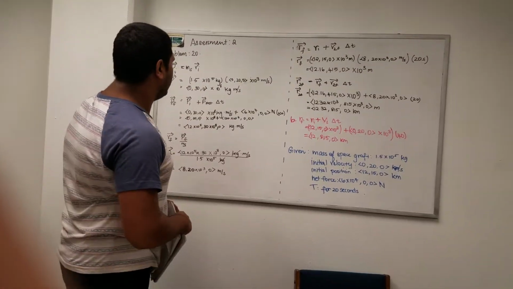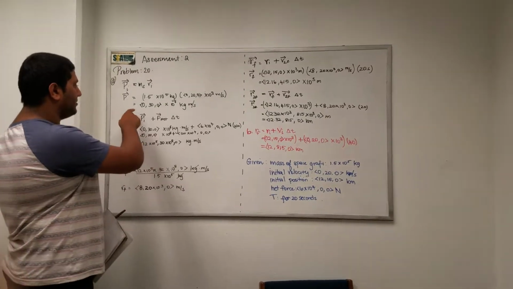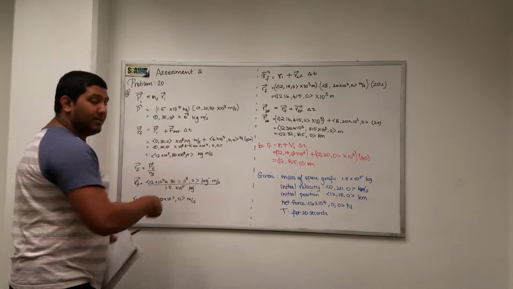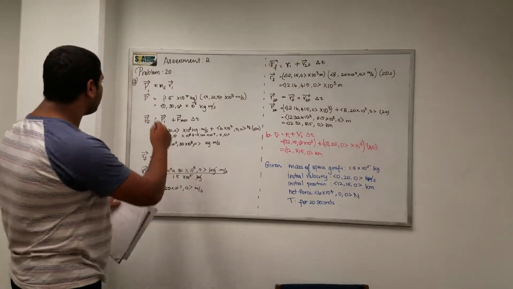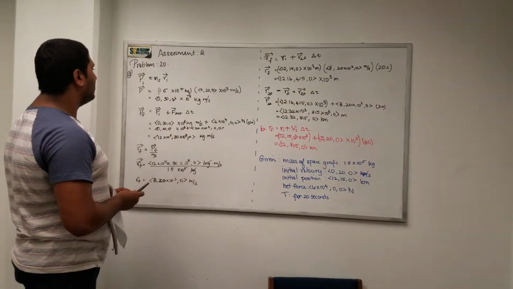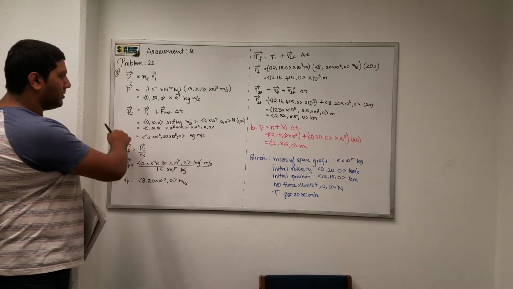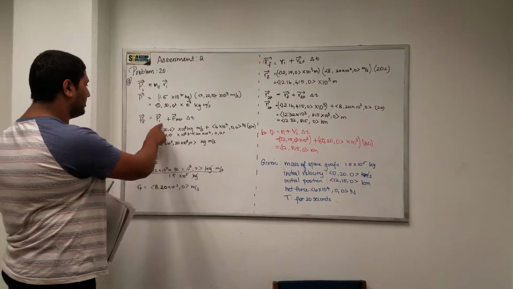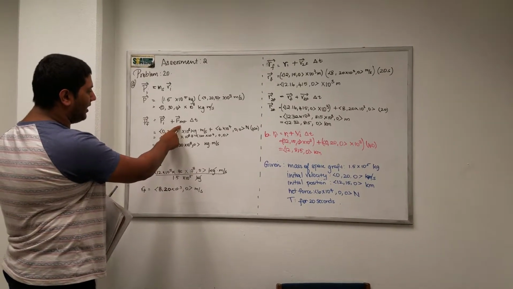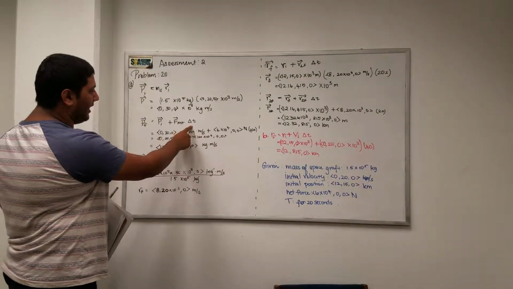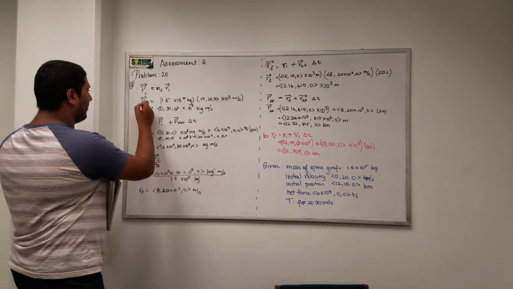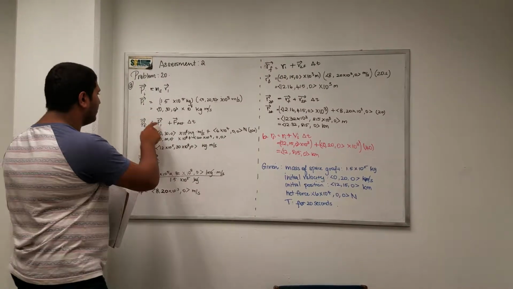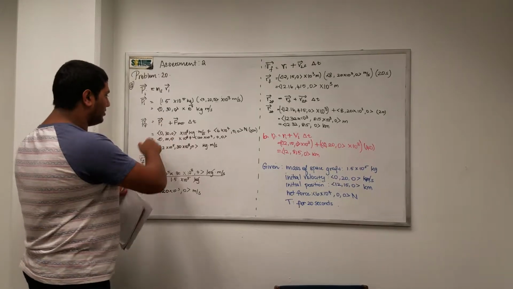So I just multiplied them together and I got the initial momentum, which is ⟨0, 30, 0⟩ times 10^8 kilograms meters per second. After I found the initial momentum, I found the final momentum of the spacecraft, which is the initial momentum plus the net force and the change in time. The initial momentum we just found here, so I just plugged it in.